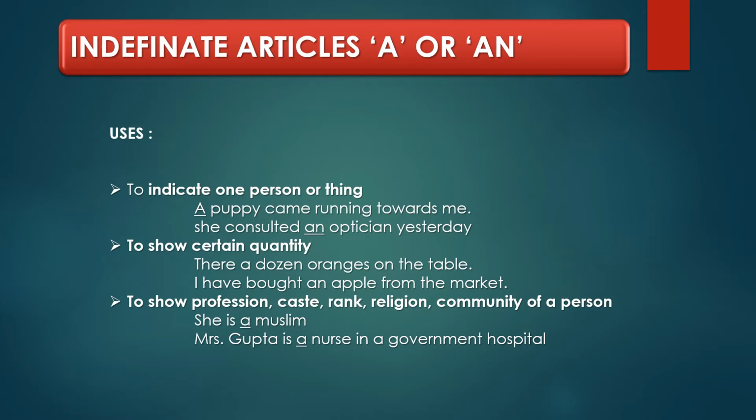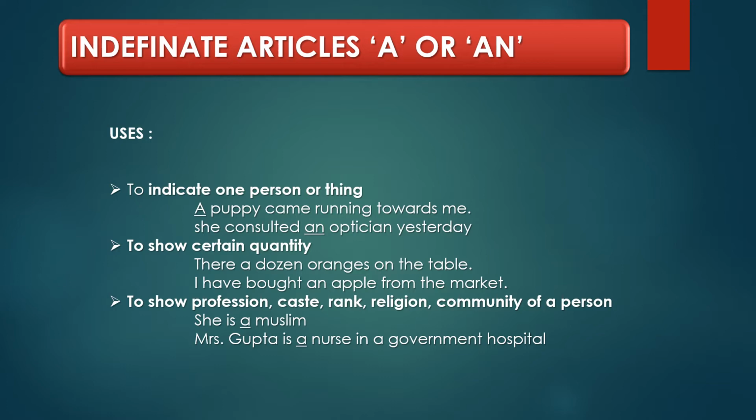Let us proceed. To indicate one person or thing, a or an is used, means for a singular noun. For example, a puppy came running towards me. A puppy, there is one puppy. Next, she consulted an optician yesterday. She consulted one optician. So we have used an, and O is a vowel. You all must know that there are A, E, I, O, U, five vowels and the remaining are consonants.